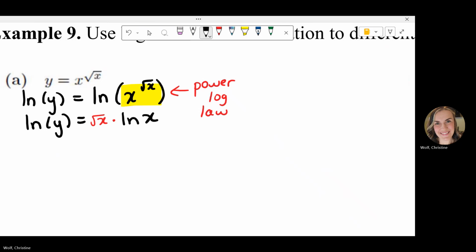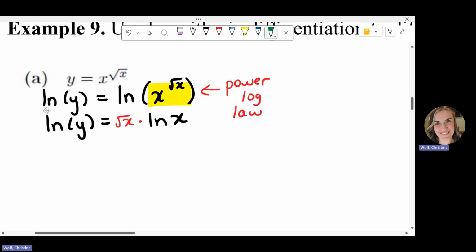Now that we've done the power law, there's no other log laws we can do because it's not a product. There's only one log. It's not a product, and there's no quotient. So at this point, we move on to step 2, where we do implicit differentiation. Just like we've been doing, I am going to take the derivative of each side. I can't really fit that, but we are taking the derivative of each side. You are used to that.